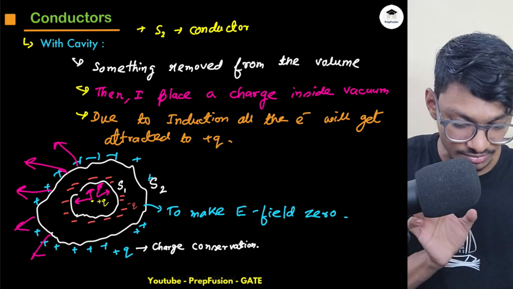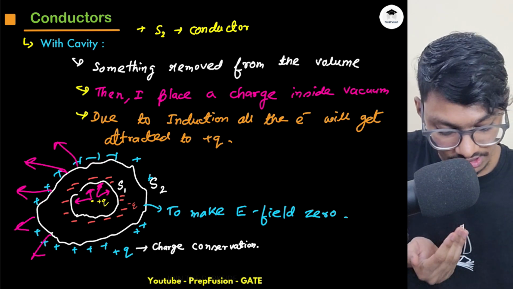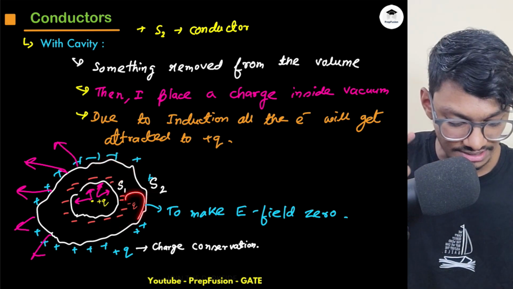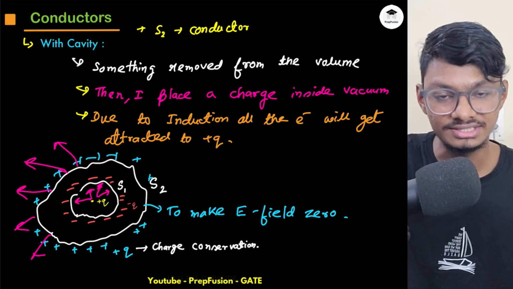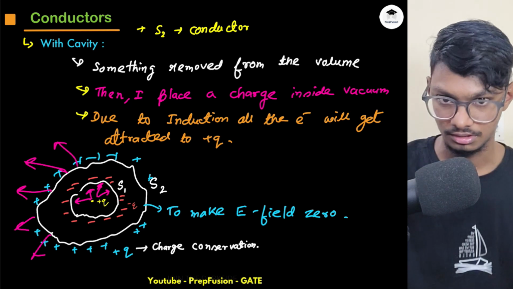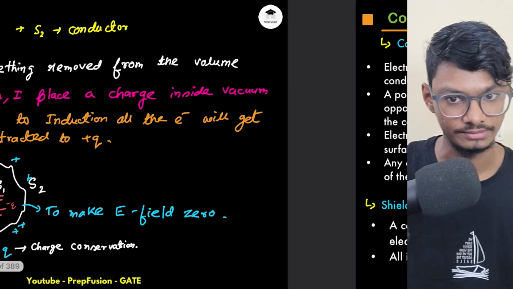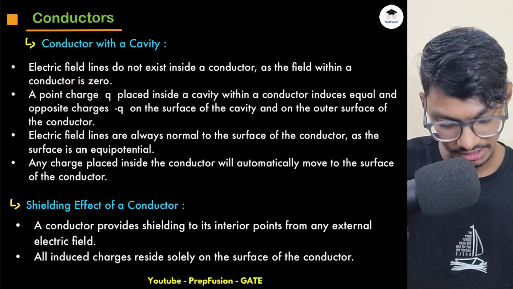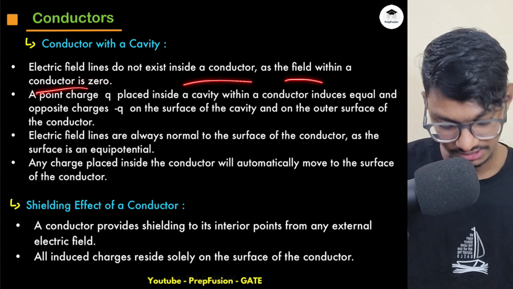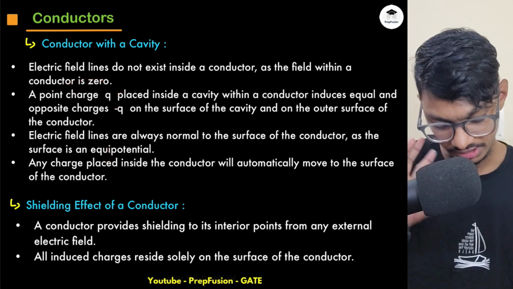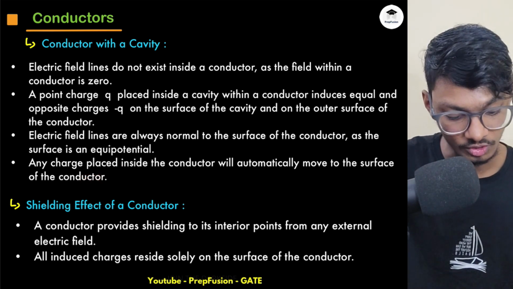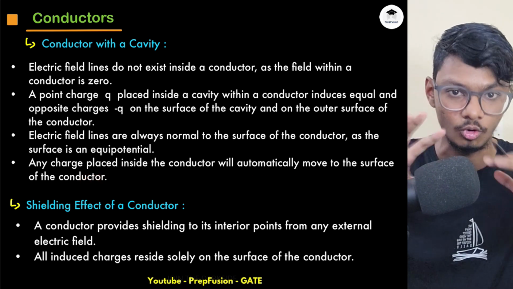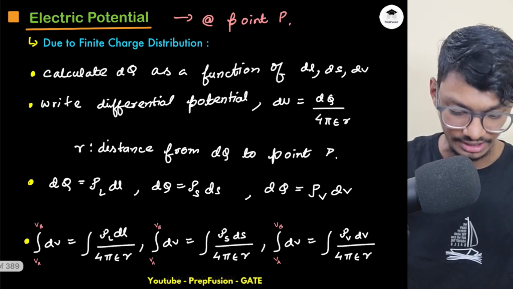So internally, this much is happening, right? And due to this, electrostatic shielding happens, because inside the conductor there is no electric field, so it shields the region from any electric field. This is what is written: electric field lines do not exist inside a conductor as the field within a conductor is zero. All this is explained here. Any charge placed inside the conductor will automatically move to the surface of the conductor and spread out. These points I think you can read.